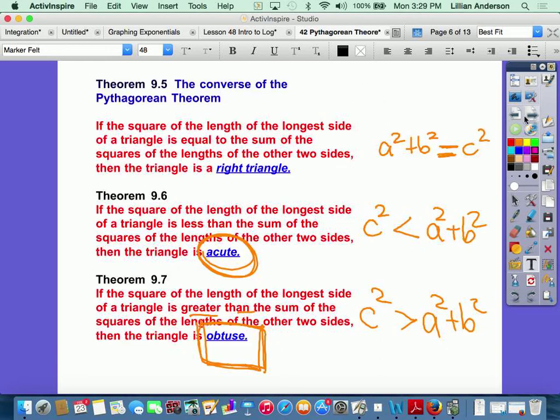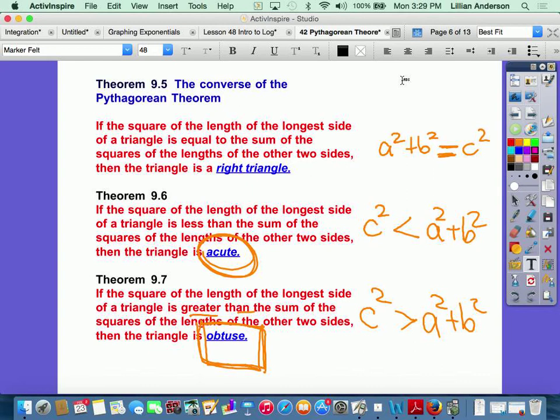So just skip it. Now, the converse of the Pythagorean theorem is what helps determine if we have something other than a right triangle. The first theorem talks about our good old classic Pythagorean theorem, a squared plus b squared equals c squared. But the next two, Theorem 9.6 and Theorem 9.7, tell us if we have an acute triangle or an obtuse triangle.